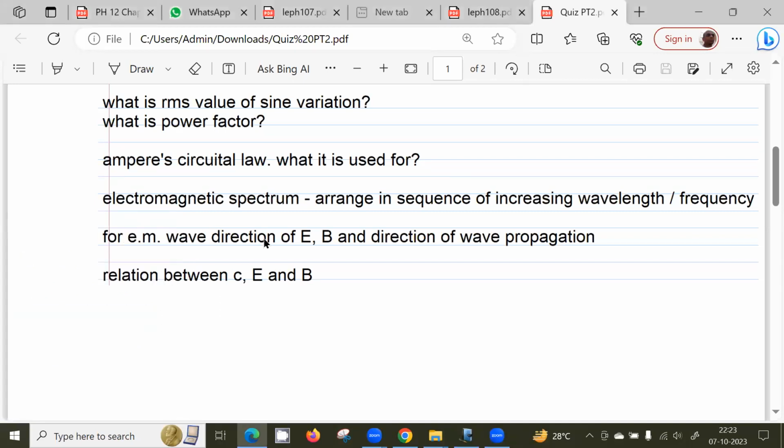So in an electromagnetic wave, the wave direction and the directions of the electric and magnetic fields are related. E cross B is the direction of the wave, and C is related to E and B as C equals E by B.